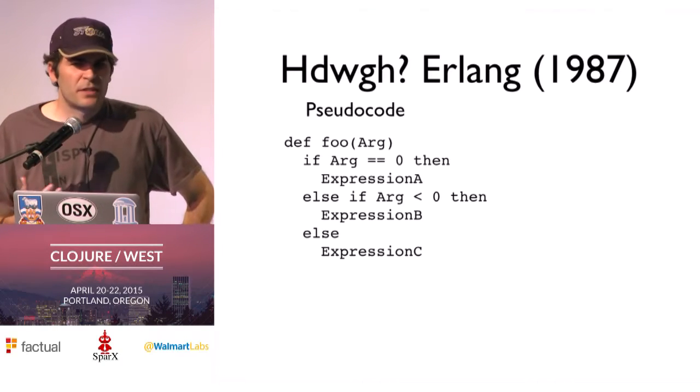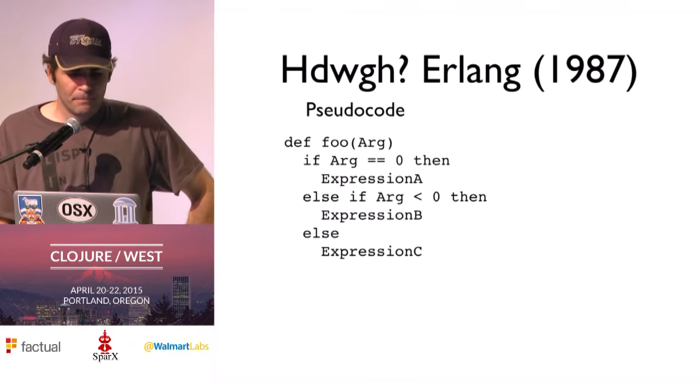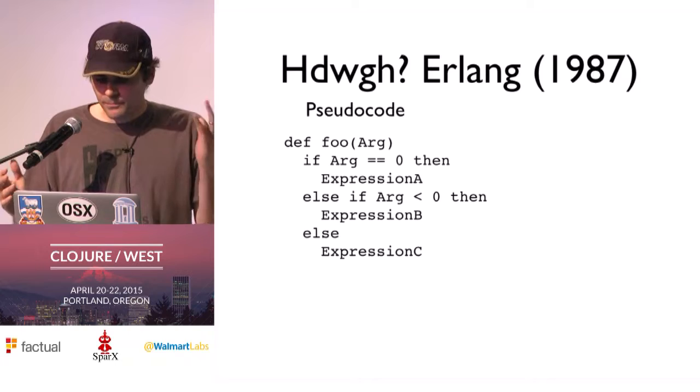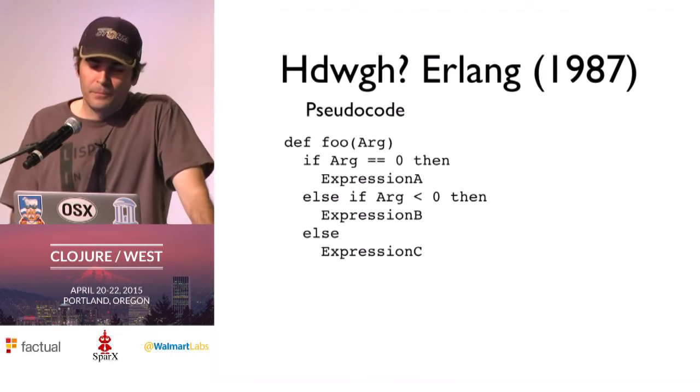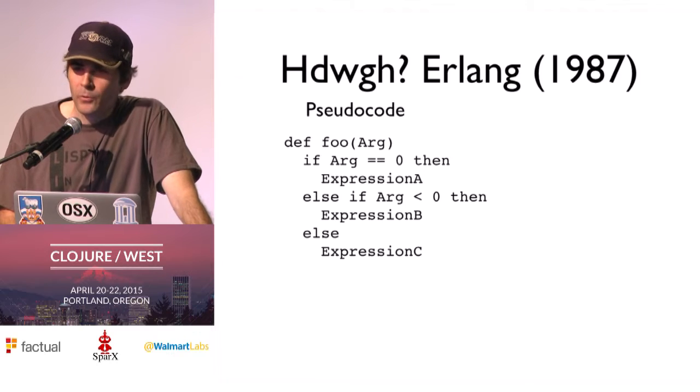Well, here's some pseudocode that's vaguely Ruby-ish, Python-ish. I made it up. And it's a simple function definition, and we've got a regular old conditional where we're going to go down a few different paths and choose A, B, or C. Everyone in this room can understand this pseudocode.